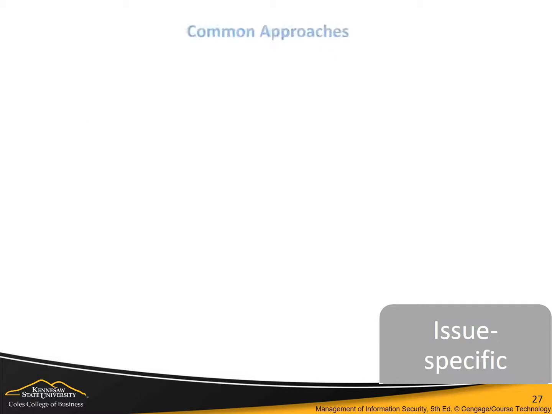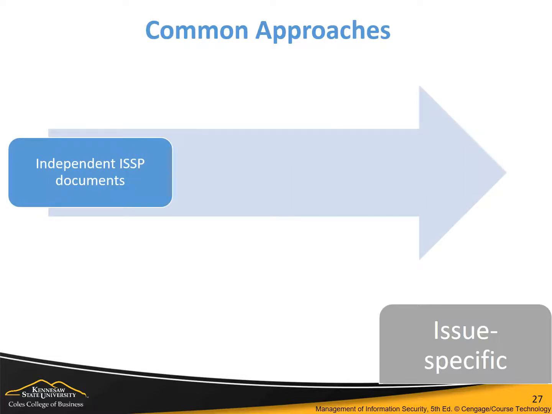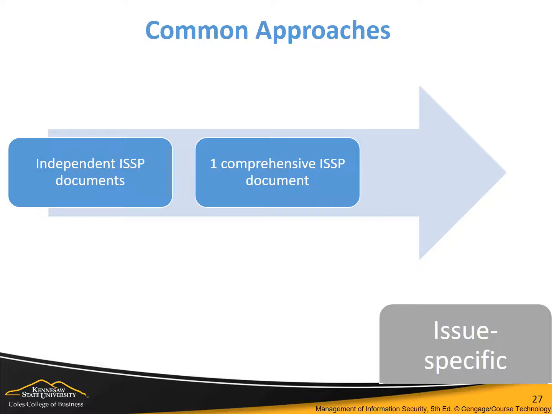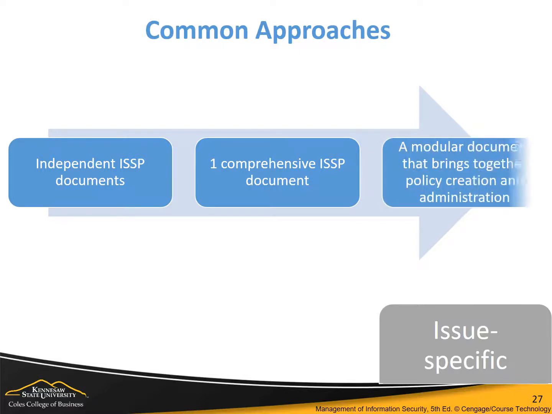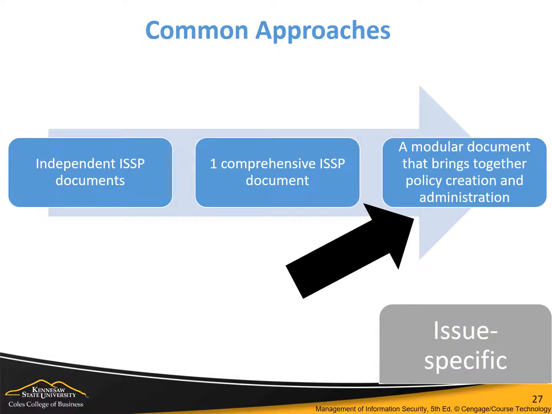There are several different approaches to implementing the issue-specific system policies. Common approaches include creating a number of independent documents, creating a single comprehensive document, or using a modular document that brings together policy creation and administration. The recommended policy approach is the modular policy, which provides a balance between issue orientation and policy management.